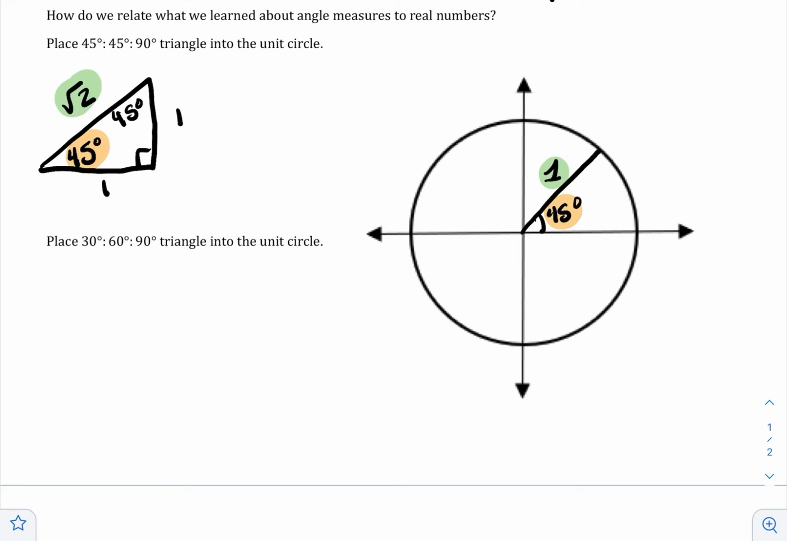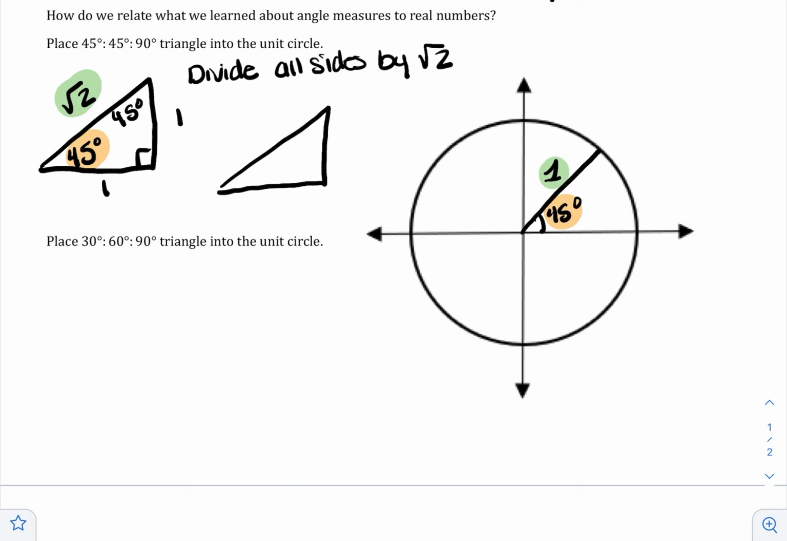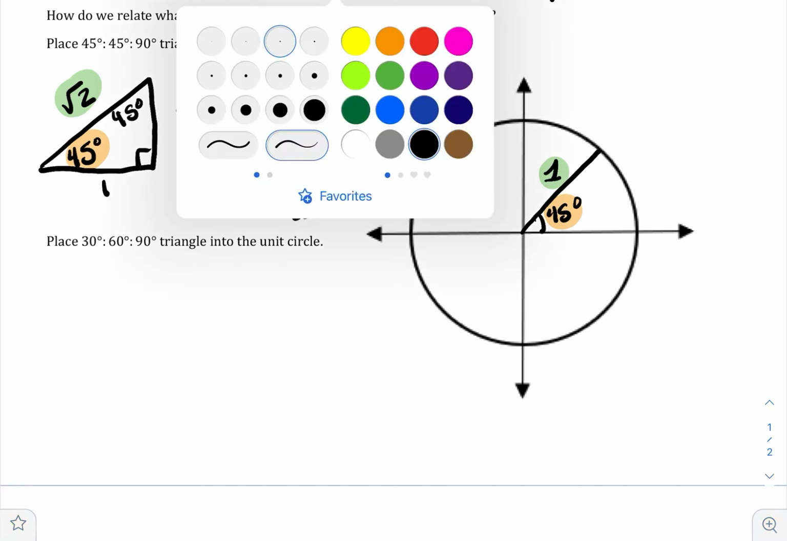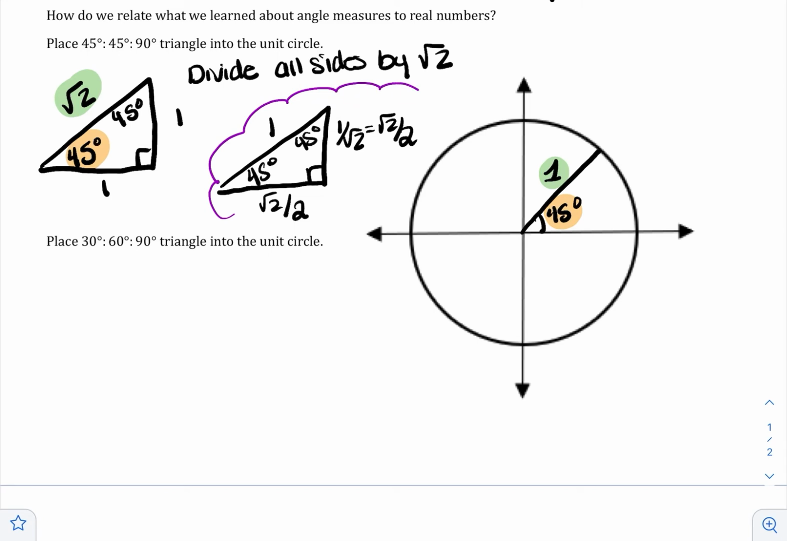So what I'm going to do is divide all sides by radical 2. And when I do that, I'm going to have a smaller triangle with the same angles, just a smaller version. This is going to be 1. This is going to be 1 over radical 2, which rationalizes to radical 2 over 2. And on the other side, it's also going to be radical 2 over 2. And what I can do now is take this and place it in.